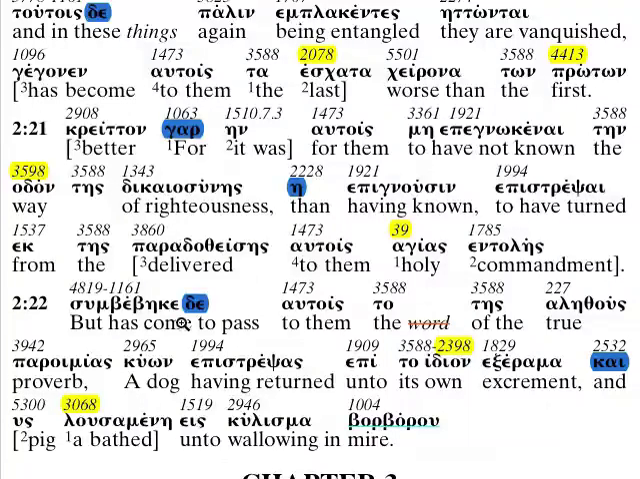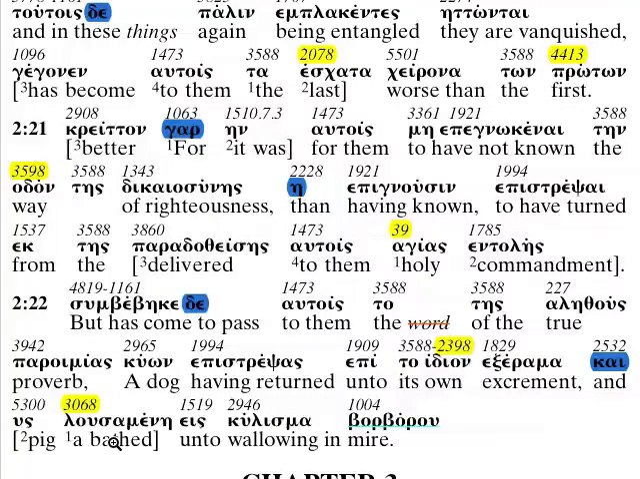But it has come to pass to them, the word of the true proverb, I'm going to take that out in the second edition. And then here's what it is. This is a quotation of Proverbs 26:11. A dog having returned unto its own, idion, ideology, has to do with self, its own excrement.